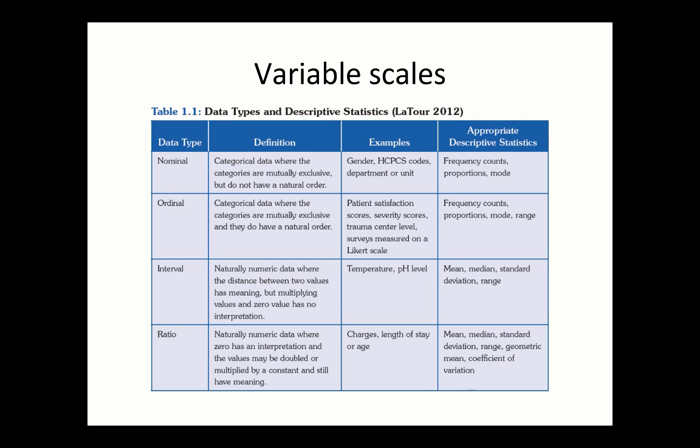Ratio data is data where 0 has meaning and the values can be doubled or multiplied by a constant and still retain meaning. An example would be currency or length of stay. A value of 0 with currency means you don't have money, and therefore that carries some meaning. Additionally, quantitative data can be discrete or continuous. Discrete data includes a finite number of values, whereas continuous data can include any number.